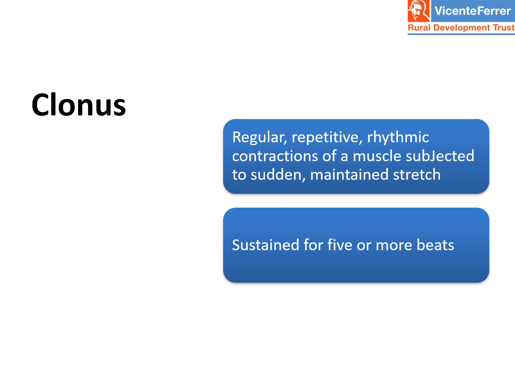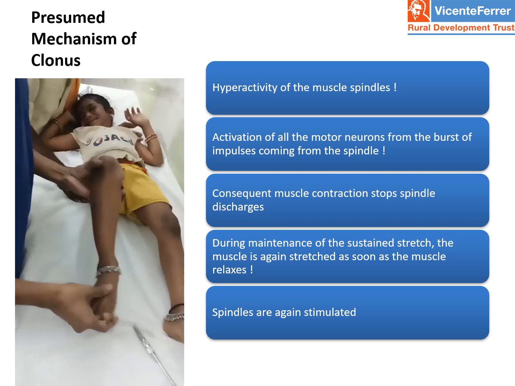Clonus. Clonus is the regular, repetitive, rhythmic contractions of a muscle subjected to sudden and maintained stretch, and only if it sustains for 5 or more beats is it pathological. We will see the presumed mechanism of clonus.